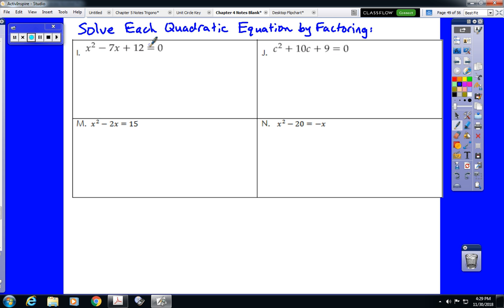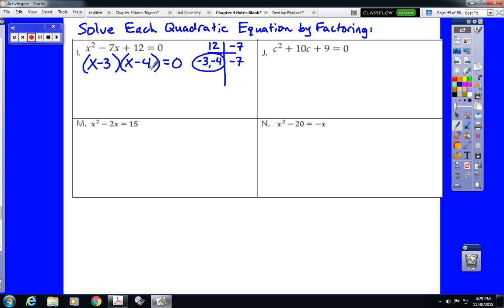That is already the case for our first two examples, so we shouldn't have too much of a problem there. What we're going to do is factor this into two binomial factors using what we just talked about. We're looking for two numbers that multiply to 12 and add to negative 7. That would be negative 3 and negative 4. Those are the ones that add to negative 7. So that'd be x minus 3, x minus 4 equals 0.